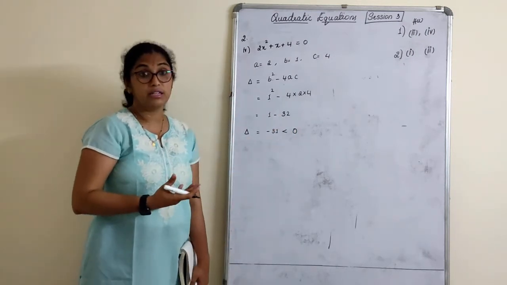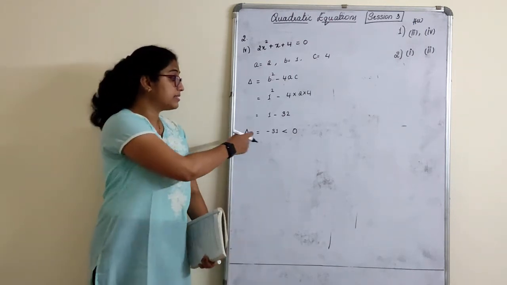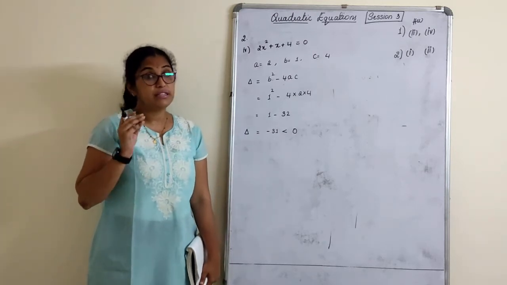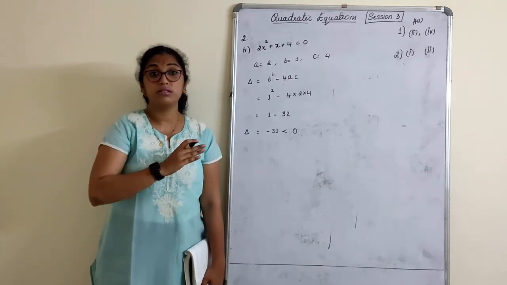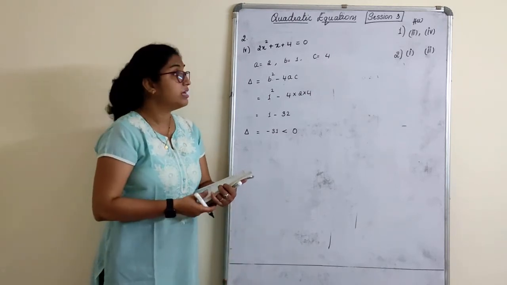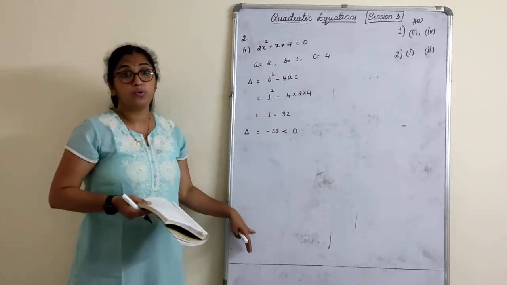So will it have a solution? No. See, it is a root, so I will get the root of minus 31. If the discriminant is less than 0, the solution to the given quadratic equation does not exist. So you need not even proceed further. Based on the discriminant, we decide that.